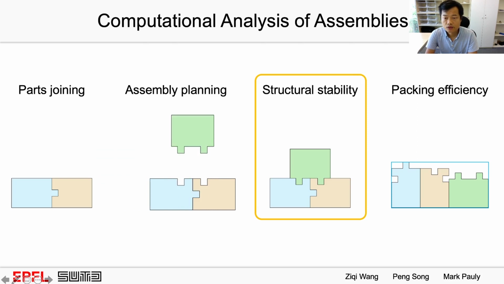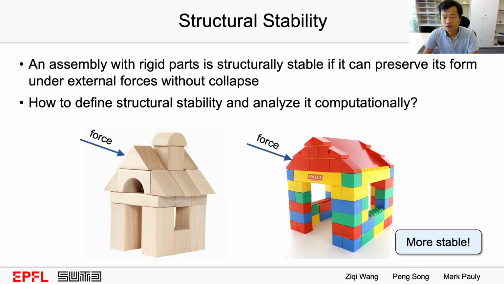Now, we will talk about structural stability. An assembly with rigid parts is structurally stable if it can preserve its form under external forces without collapse. Given these two assemblies, we know that the Lego house with friction joints should be more stable. But how can we quantify stability computationally?